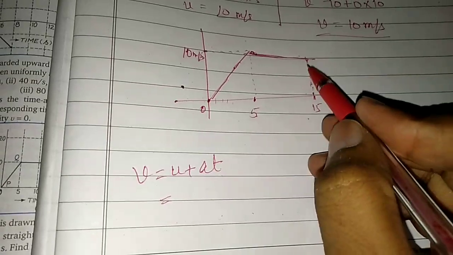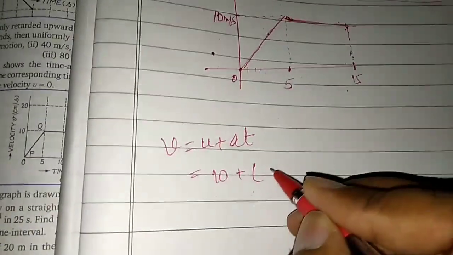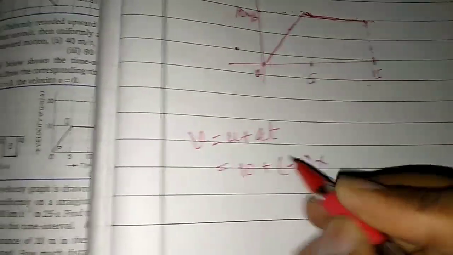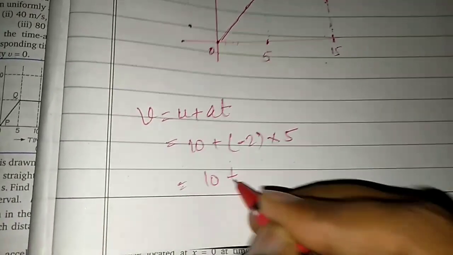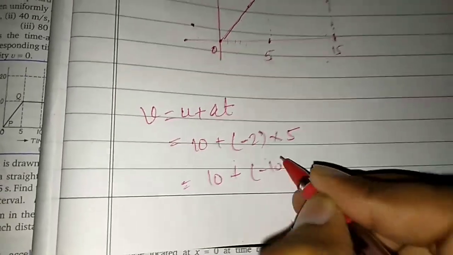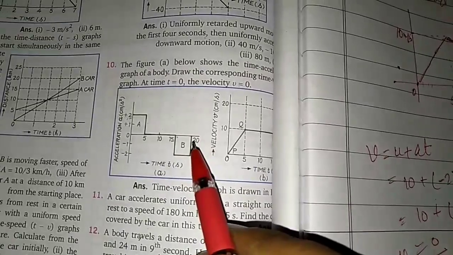What is the initial velocity here? 10 meter per second. What is the acceleration here? Remember, acceleration is minus 2. So minus 2 multiplied by how much time? From 15 to 20, so 5 seconds. So 10 plus 5 multiplied by minus 2, which is minus 10. How much will you get? Velocity 0. It means after 5 seconds the velocity is 0.